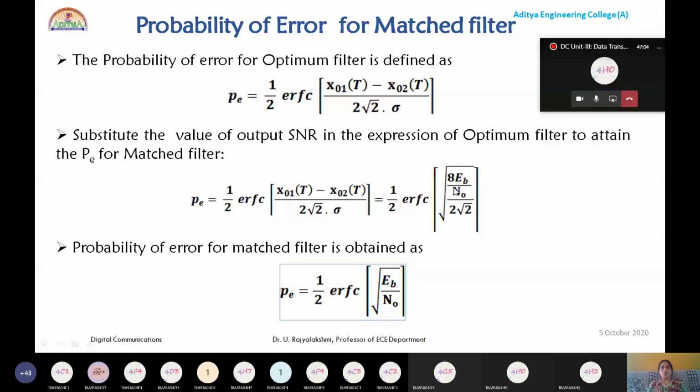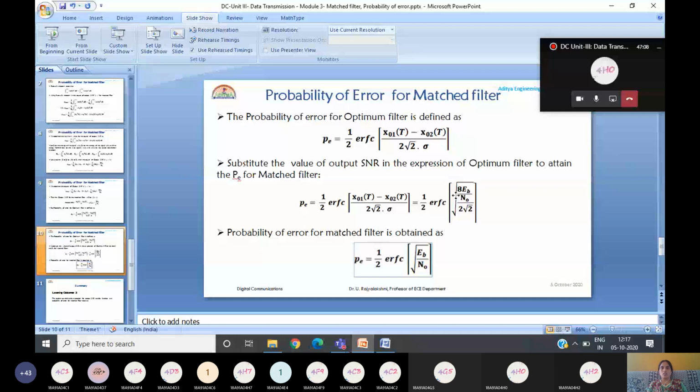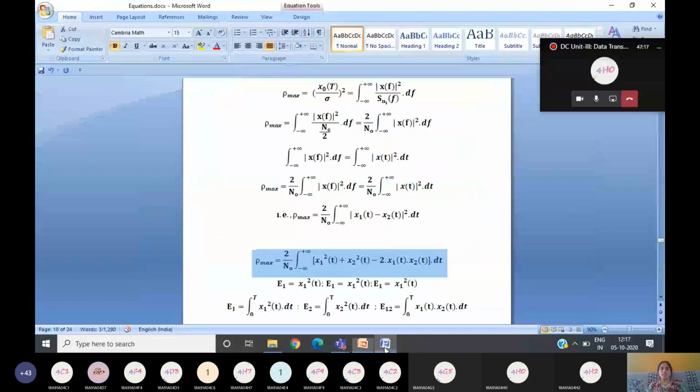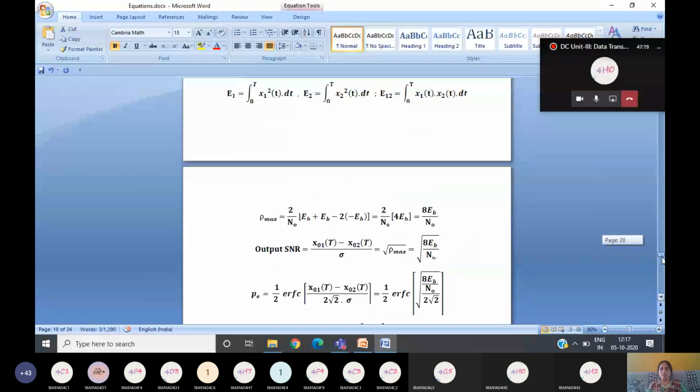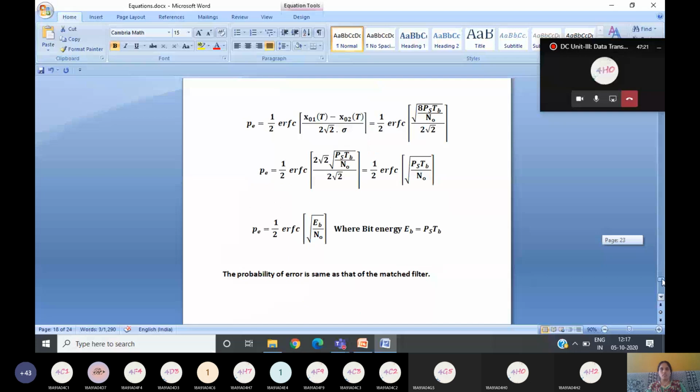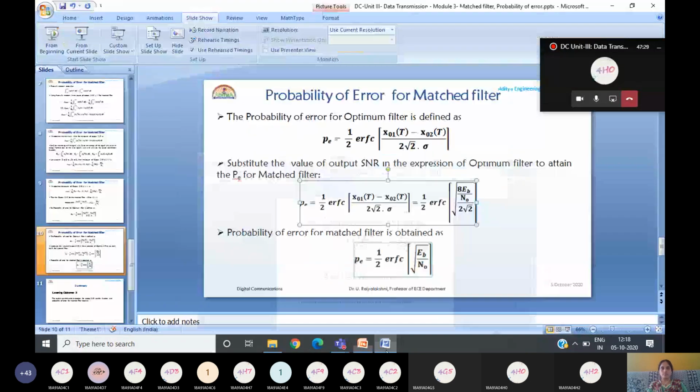Okay, please wait, root of, this is not like this, this is a root, because this is x naught 1 of t minus x naught 2 of t divided by sigma is root 8 EB by N naught. Okay, please wait for 1 second. So this is the root like this.